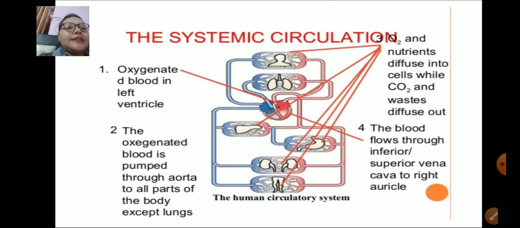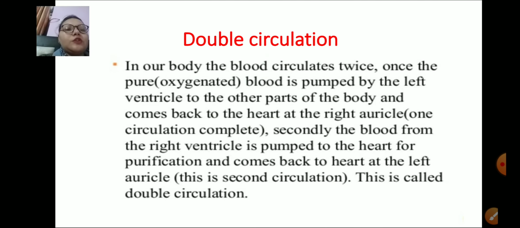Now next, the systemic circulation. In the systemic circulation, we have the oxygenated blood in the left ventricle. From the left ventricle, the oxygenated blood is transported to the different parts of the body except the lungs. And here, in the different parts of the body, the oxygen and the nutrients diffuse into the cells, and the blood flows back through the inferior and the superior vena cava to the right auricle, and from the right auricle to the lungs again for oxygenation.